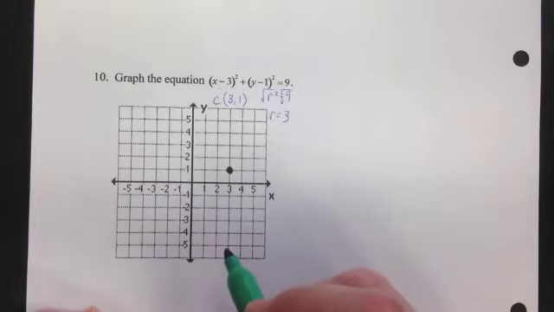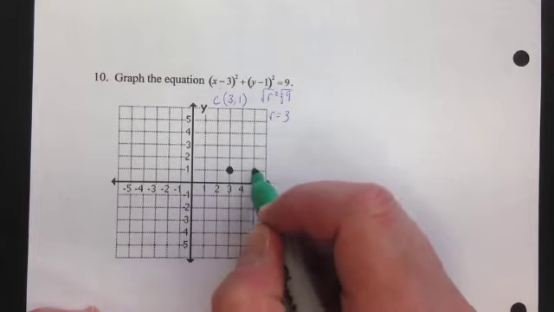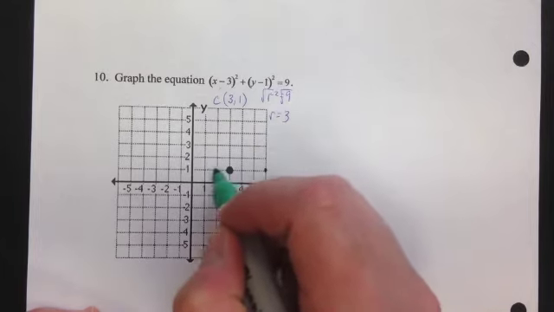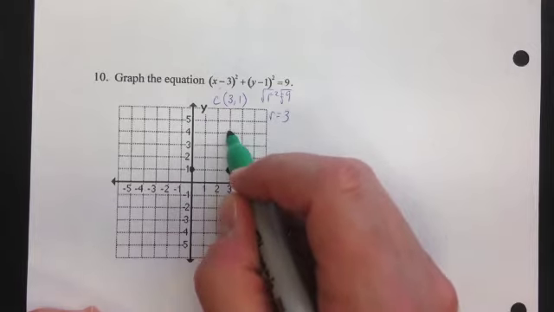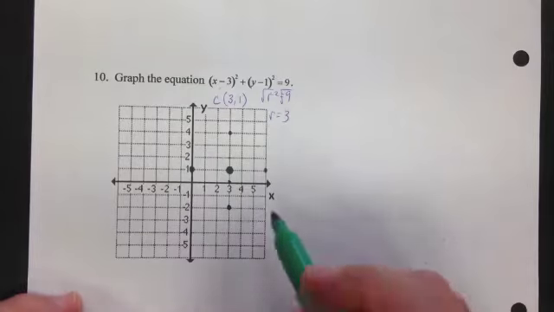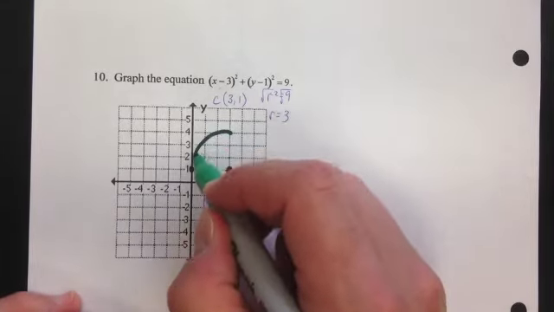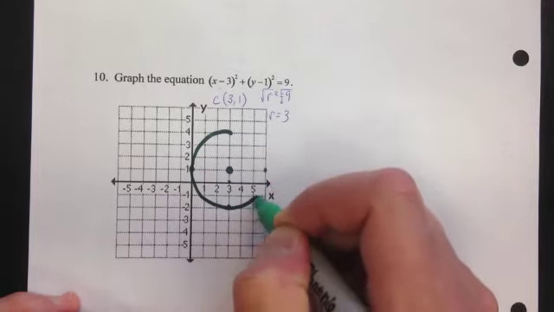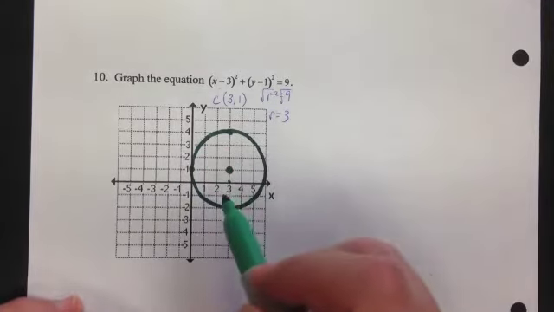Now the radius is 3. So from the center, I'm going to count 3 spaces to the right, 3 spaces to the left from the center. Up 3, down 3. And you see kind of the shape of the circle. Now I'm going to draw this. It may not be perfect. Actually, not too bad. So there's my circle right there.